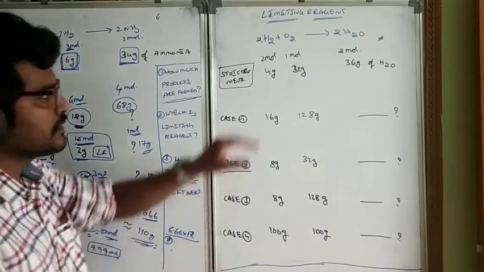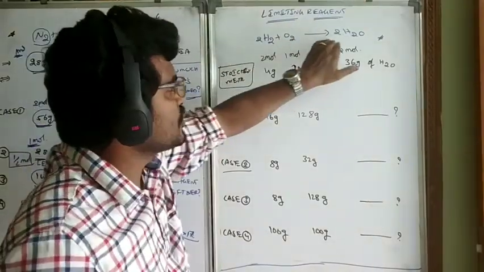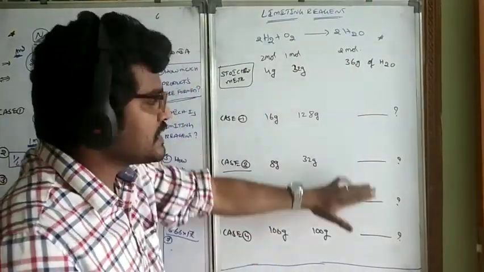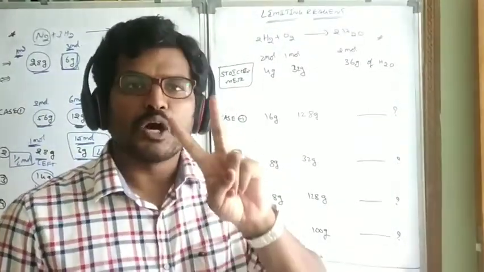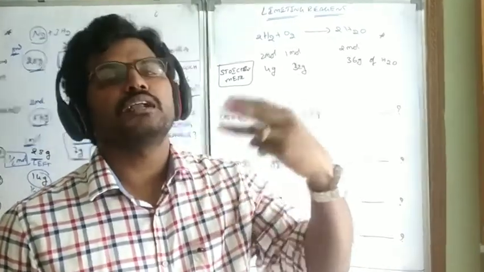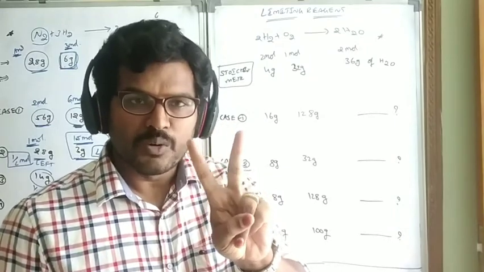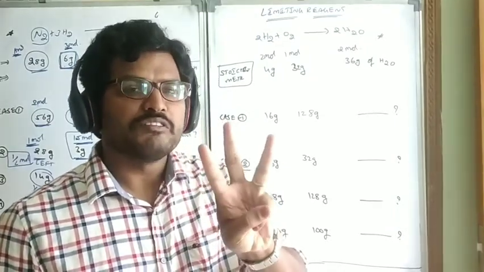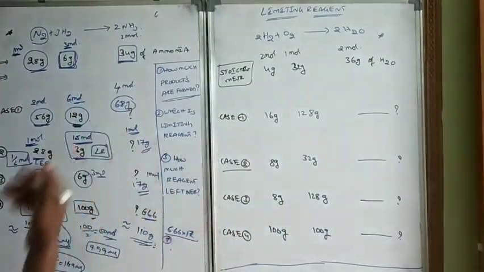So see, 2H2 plus O2 gives 2H2O is the stoichiometric reaction. For this reaction, 3 questions are there. What is the limiting reagent? How much product is formed? And how much of the reagents are left over, or which compound is left over?